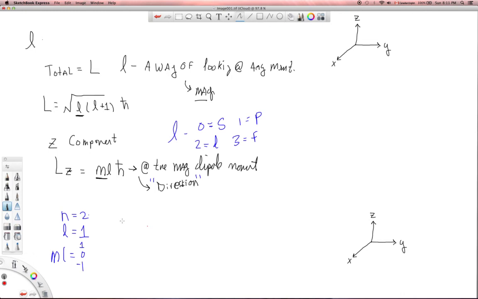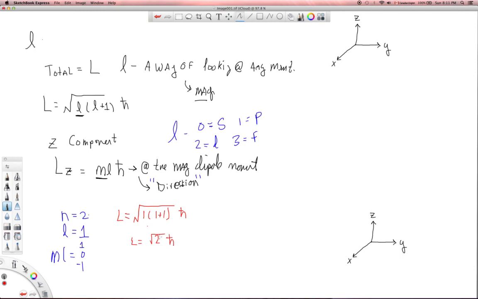So capital L equals the square root of L times L plus 1, and L is 1 in this case, so it's going to be 1 times 1 plus 1, all of that multiplied by h bar. So 1 plus 1 is 2, 1 times 2 is 2, and so capital L is going to equal the square root of 2 times h bar.